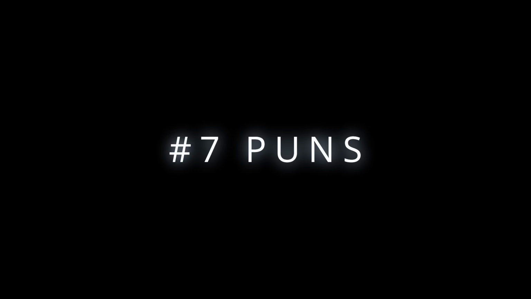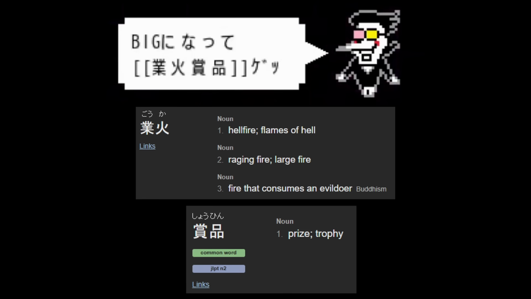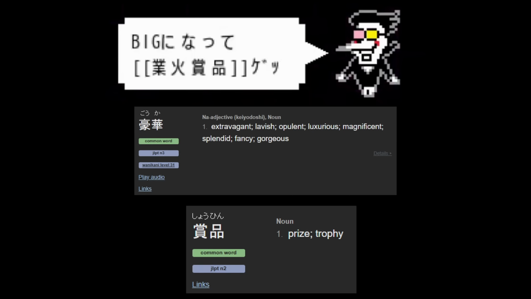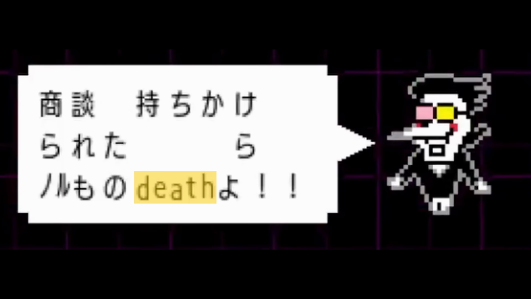Number 7. Puns. Wild prizes is translated to gouka shouhin, meaning hellish prizes, which is a pun on gouka shouhin, meaning extravagant prizes. Here he replaces the dai in daisuki with the English word dai. And similarly here he replaces des with the English death.